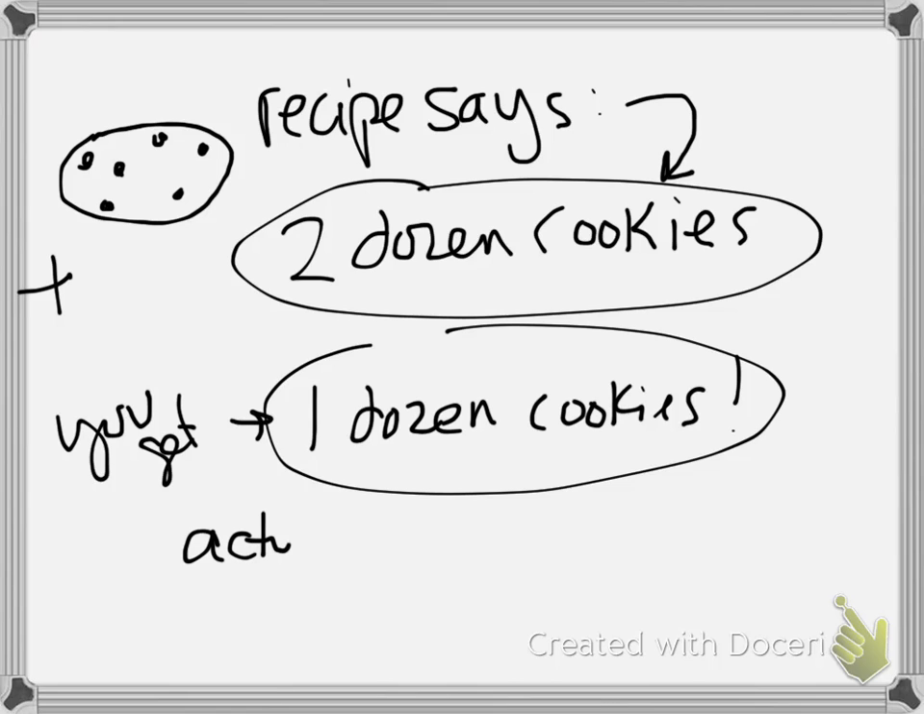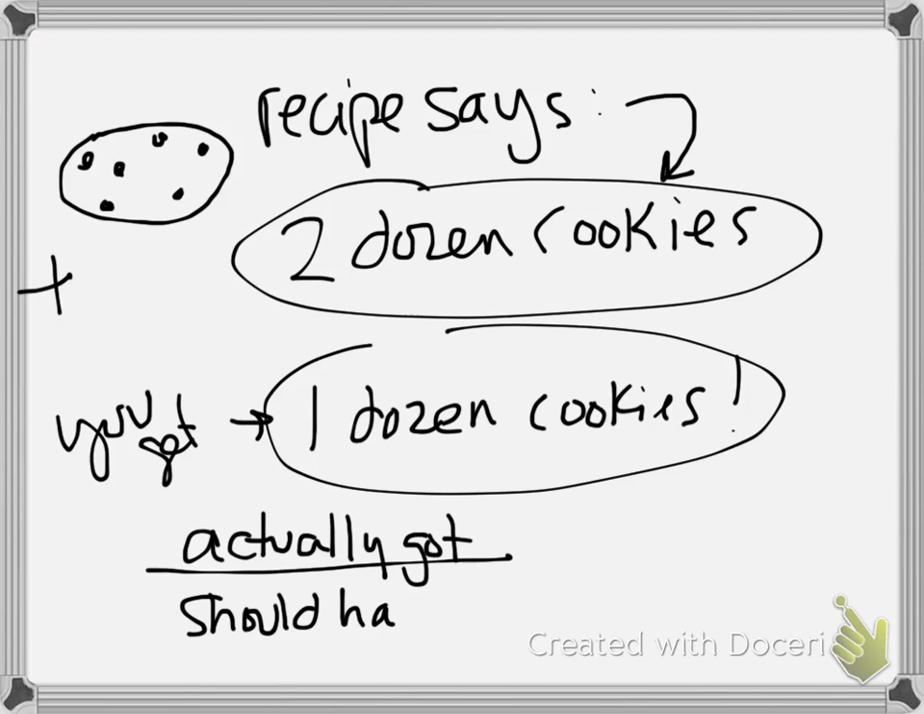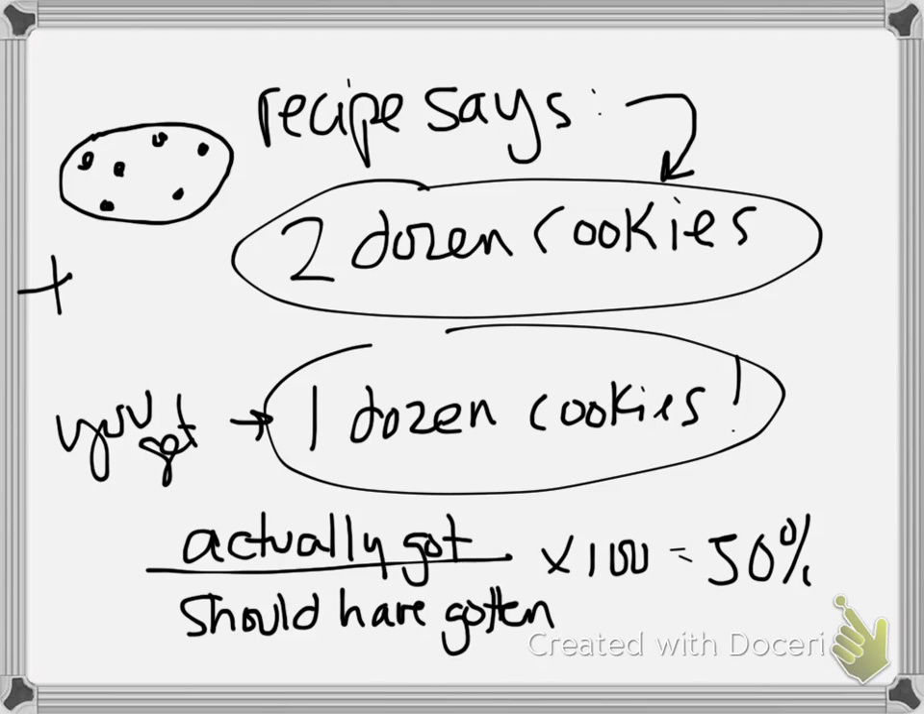So you figured that out in your head by taking what you actually got divided by what you should have gotten. And furthermore, you did another step in your head that you weren't aware of. You multiplied that by 100. It's easy. Well, that 50% is your percent yield for your cookies. So now we're going to talk about percent yields in the sense of chemical reactions. And it's really not much more complicated than this.